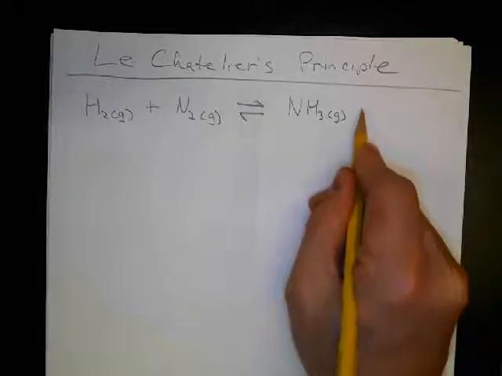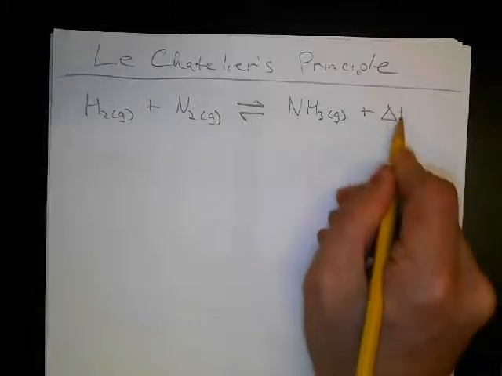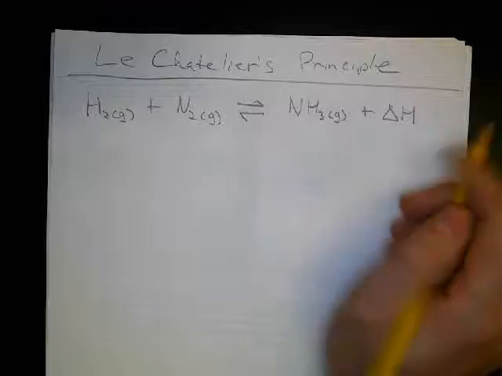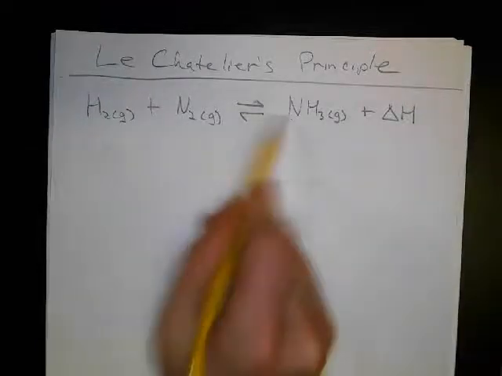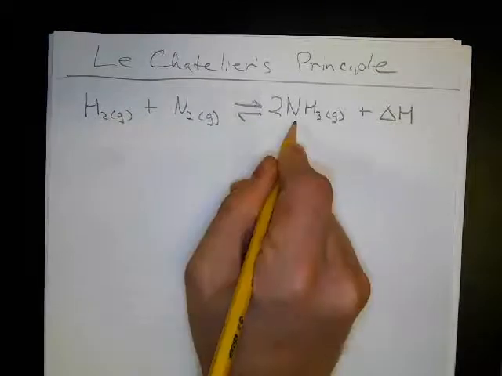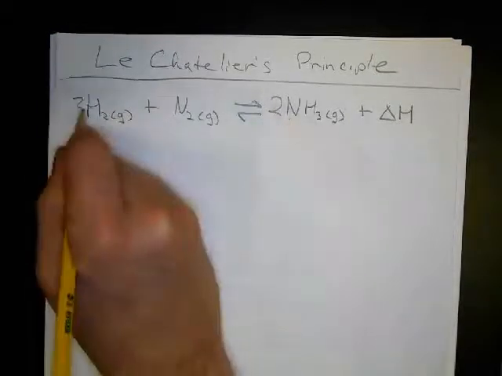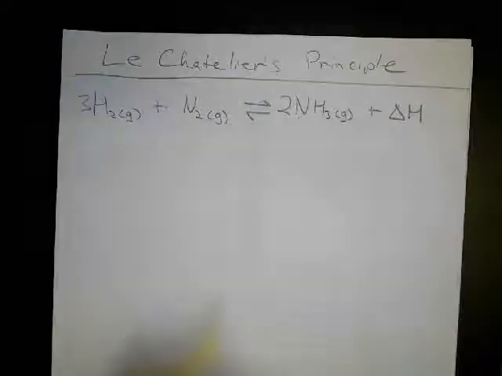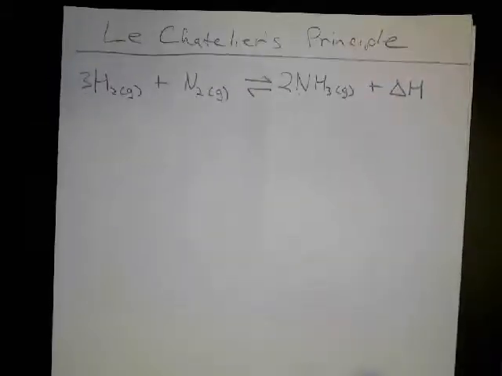So this is how you make fertilizer. And this happens to be an exothermic reaction, so I'll put a delta H on the product's side. And let's go ahead and balance it. And we'll have 2 here for the 2 nitrogens, and that's 6 hydrogens, so we'll need 3 over here. So here is our balanced equation for the synthesis of ammonia.